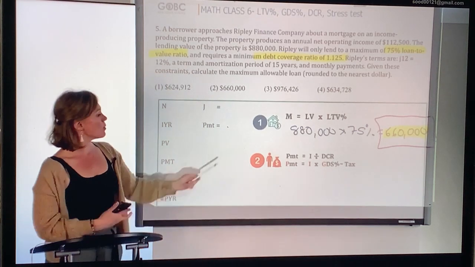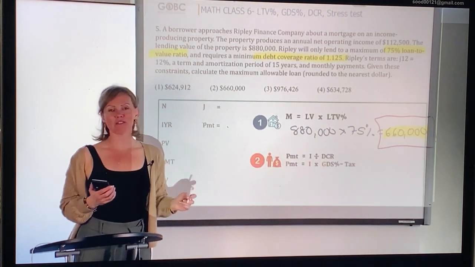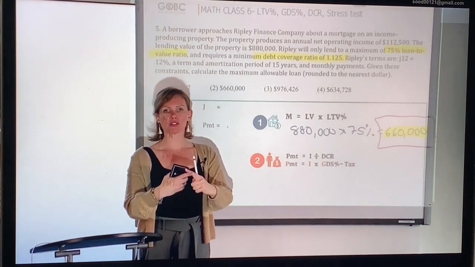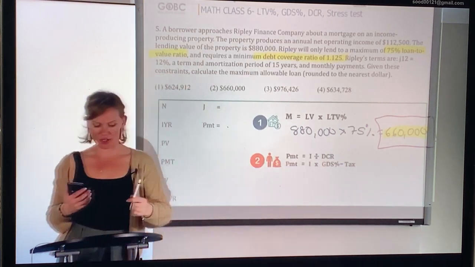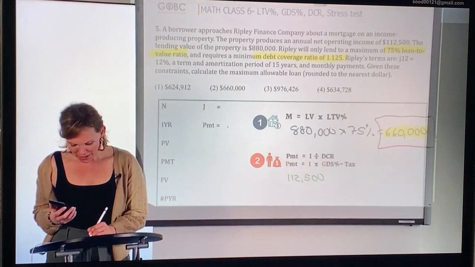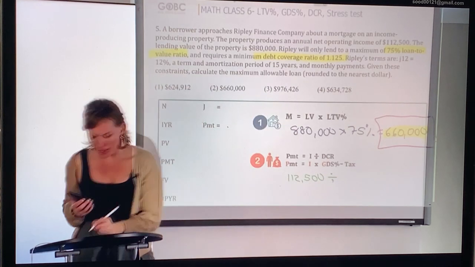So next one, what are we going to do? We have to find manually the payments. What formula would you use? Would you use the PIG formula in here? Yes or no? Why not? Because PIG is only for the residential. Residential you multiply, commercial you divide. So commercial, it's simple. There's only 2 things. It's the income and the DCR. So what is the income that's given to you? I can see the income is given to us as 112,500. Because it's commercial, I divide. And I have the small number, not a percentage number, as 1.125.